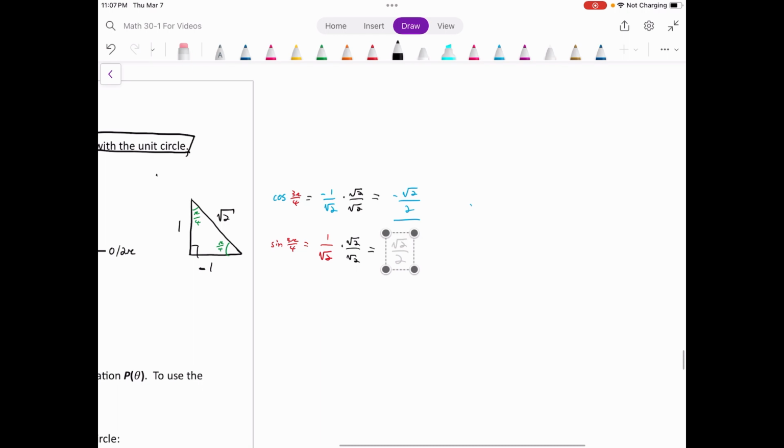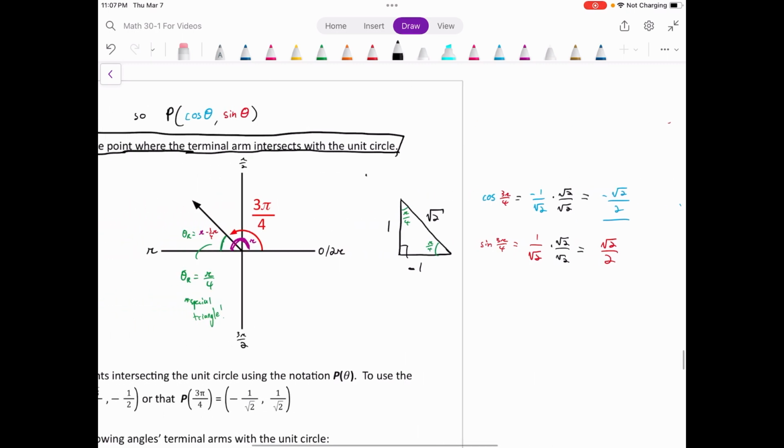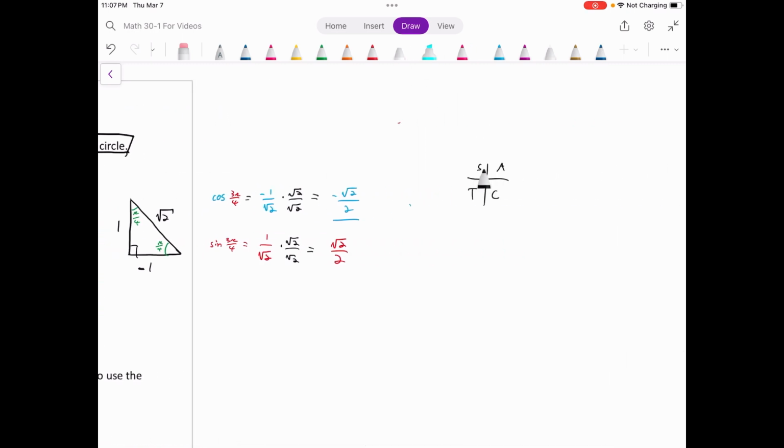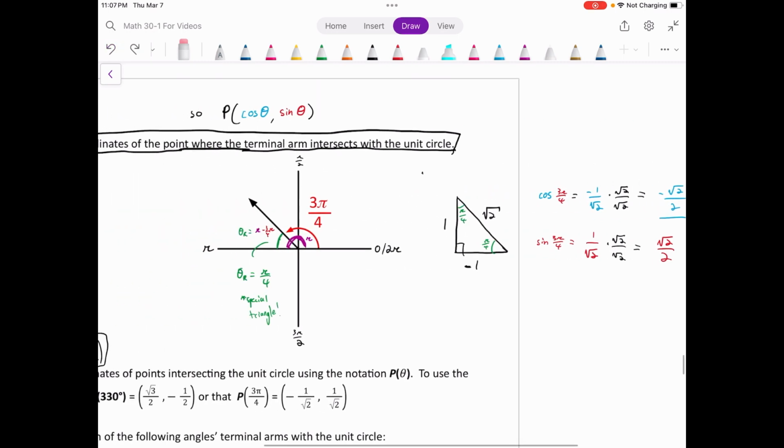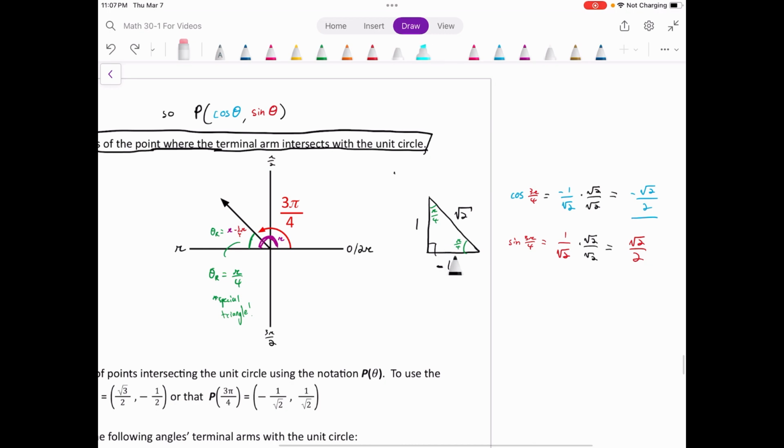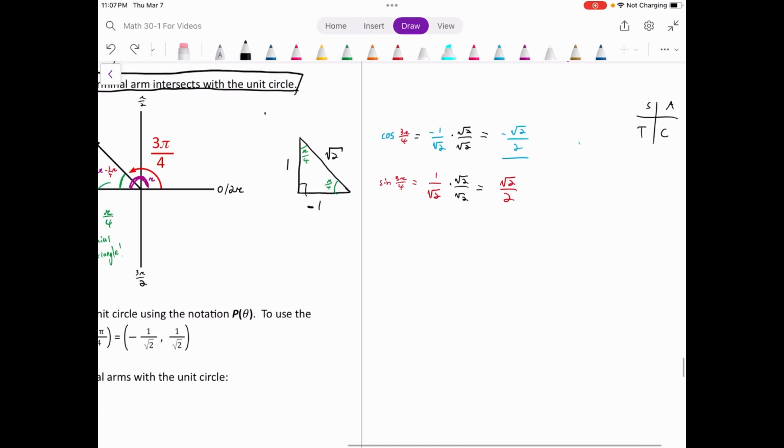Again, we can always check with our CAST. Does that make sense? Well, we know we're in quadrant 2, so we would expect sine to be positive, but cos to be negative. That's exactly what we got, right? And again, we could have totally just ignored this negative here, just thought about that triangle, and then used CAST to tell us the signs. Or we can also, from the beginning, recognize that we're going to use this reference triangle, but really our x is negative here because we're in quadrant 2. But either way, we get the same result.